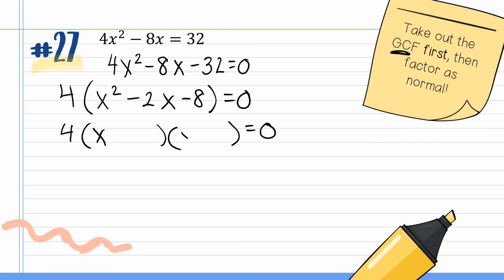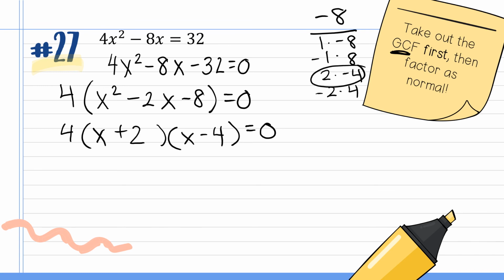We can fill in our x's, and here we're looking for factors of -8 that add up to -2. So to get -8, you could do 1 times -8 or -1 times 8. You could do 2 times -4 or -2 times +4. And of these, the combination that's going to add up to -2 is going to be a +2 and a -4, so we can go ahead and fill those in.